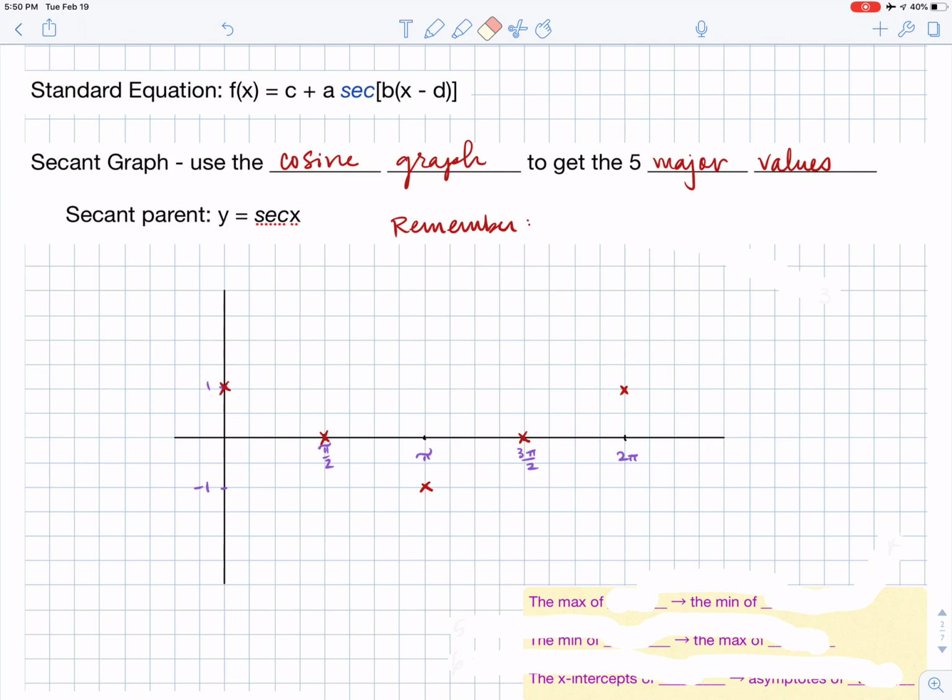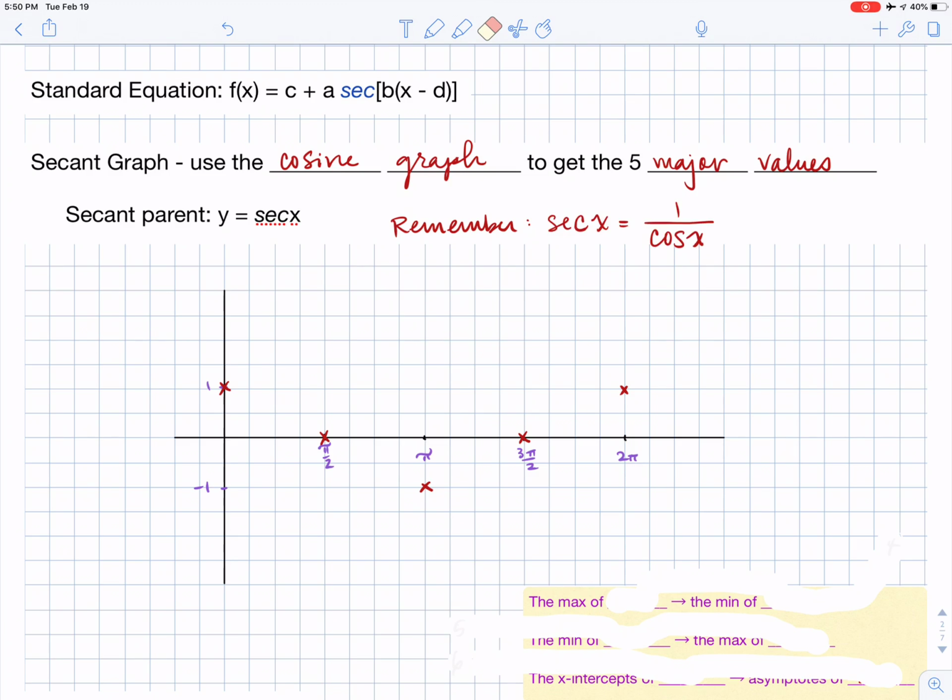Now, if this is the first video you're watching, you should probably go ahead and pause and go back and watch the first video on the cosecant parent, because there's a few extra little tidbits in there. So on my graph, you'll notice that I've already got the cosine parent mapped out, and this is going to follow right along with what we did for the cosecant and the sine pair in the last video.